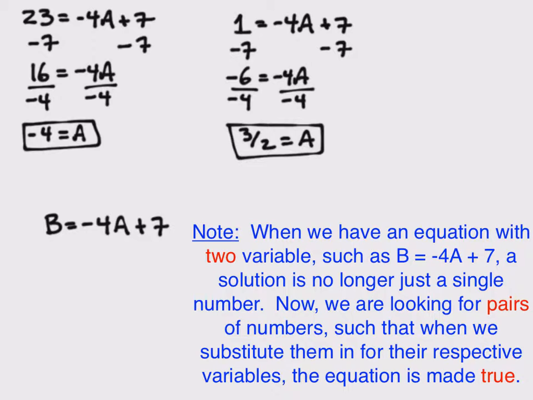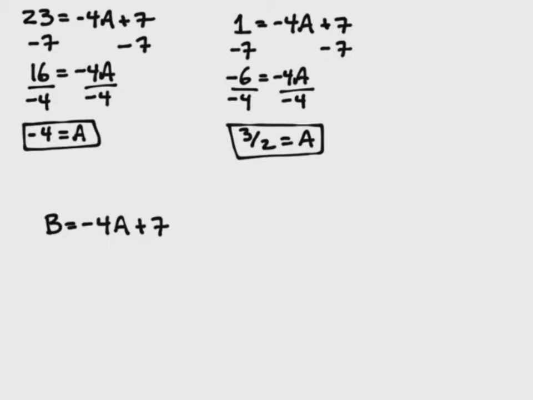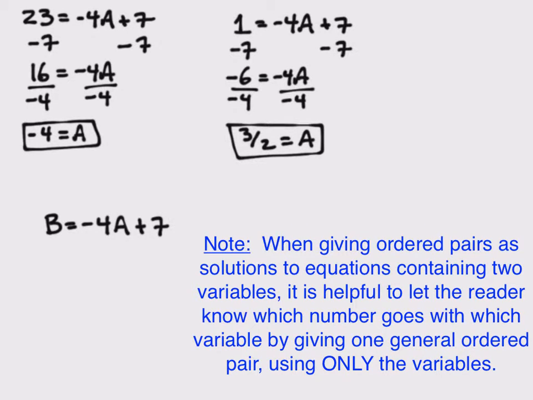So let's go ahead and find some ordered pairs of solutions to this equation, b equals negative 4 times a plus 7. Now, if we're going to write ordered pairs as solutions to equations, we gotta let the reader know which number goes with which variable. So, first things first, let's just write a generic ordered pair using the two variables. So in this case, a comma b.